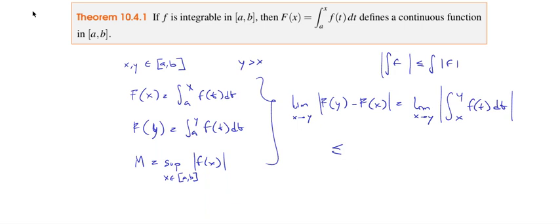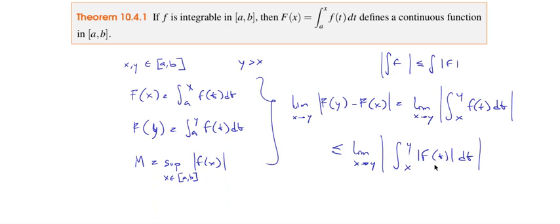The limit when x goes to y of the absolute value of this integral. And now, this absolute value is the same as without the absolute value, because this is going to be greater or equal than 0, so it's okay, right?